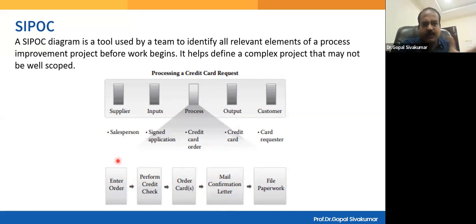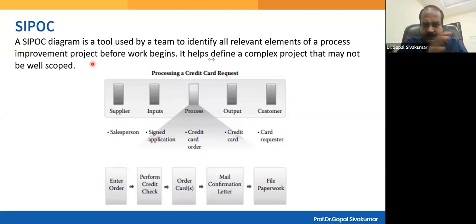The application is processed. Once this process is complete, it will communicate whether the application is accepted or not. If it is accepted, then the next process will get triggered. What will be the next process? The card will be dispatched, isn't it? The dispatch will start.